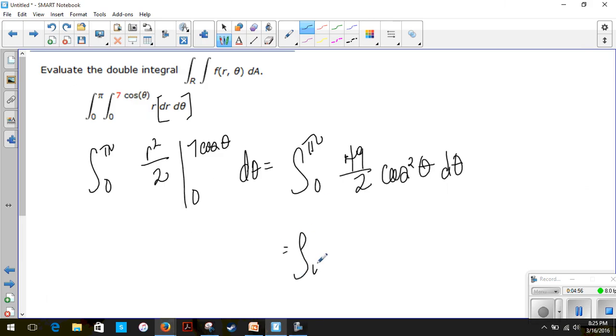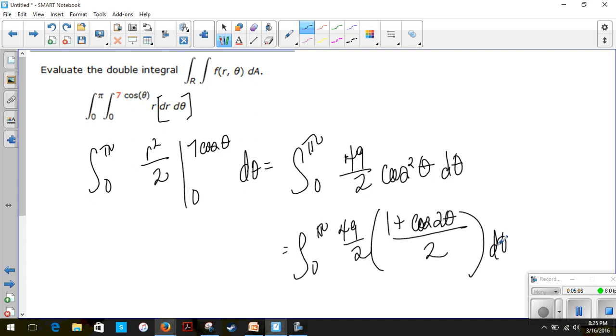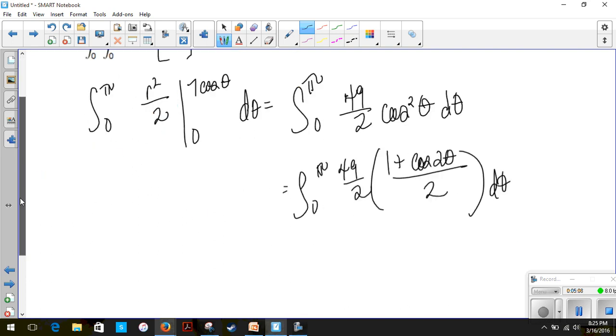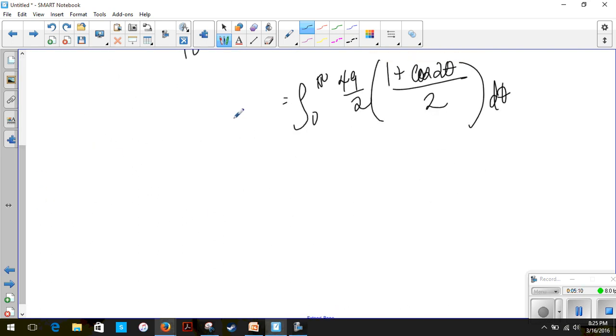And so I got 49 over 2 times the integral of 1 plus cos 2 theta over 2 d theta. And we can start to clean this up a little bit. I'm going to scoot him this way. First, I am going to split this up.